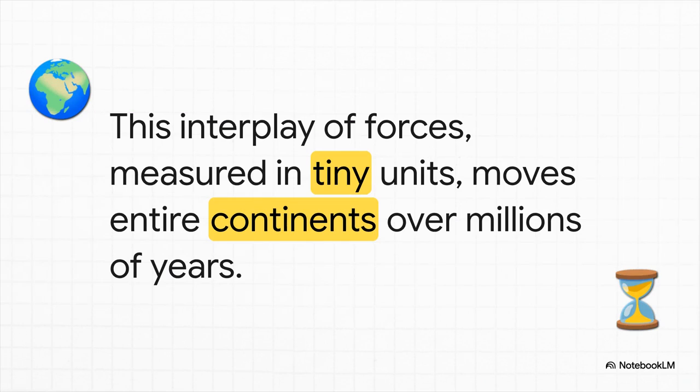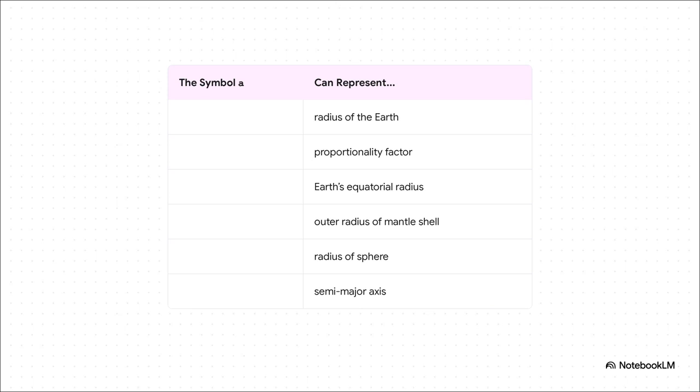So just imagine, deep inside our planet, there's this constant slow-motion interplay happening between stress, strain, and viscosity. And it's that very process, described by just these 3 symbols, that is powerful enough to move entire continents across the face of the Earth over millions of years. It's just incredible. But like any rich language, this one has its nuances. It's got complexities. Remember our very first symbol, A? We learned it as the radius of the Earth.